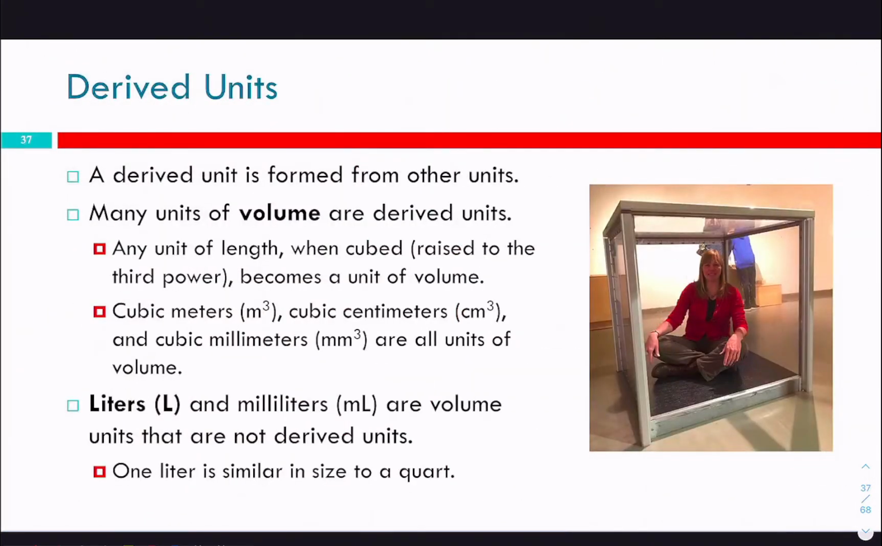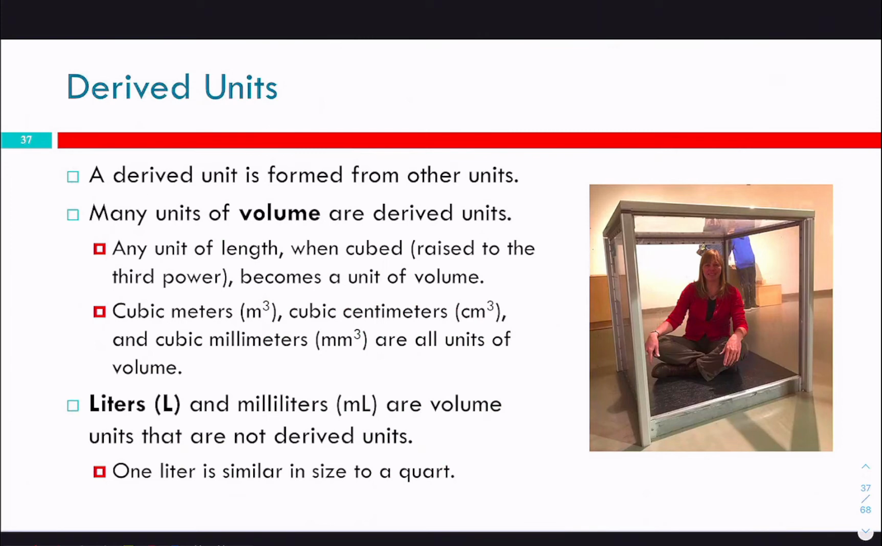Good. So we're getting into derived units. This is actually a picture of my mom at, where was this? I think it was in Norway or something. Not Norway. Sweden. I can't remember. The Nobel Prize, the Nobel Museum. Yeah, I think it's in Stockholm, Sweden.